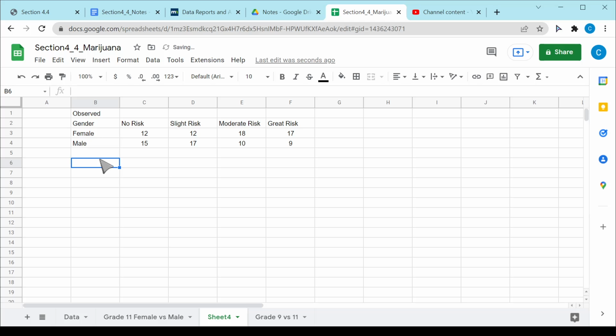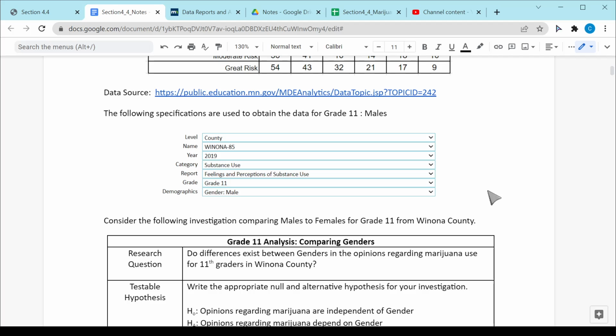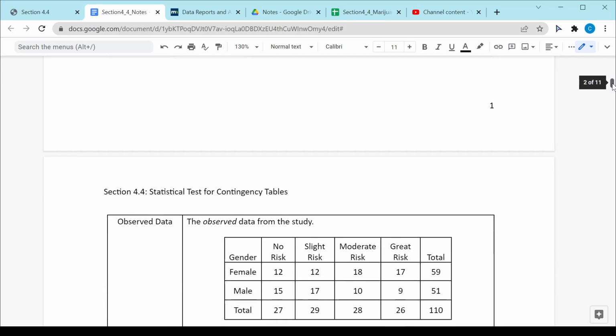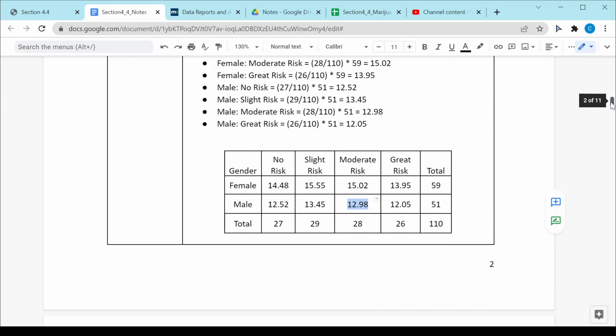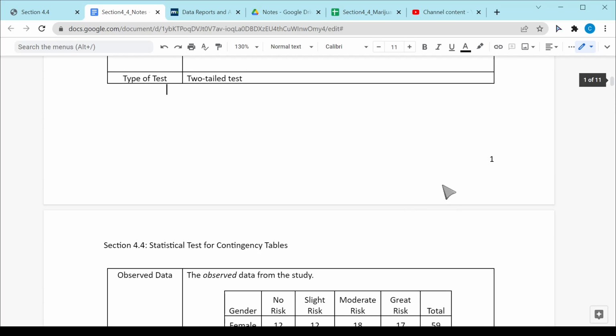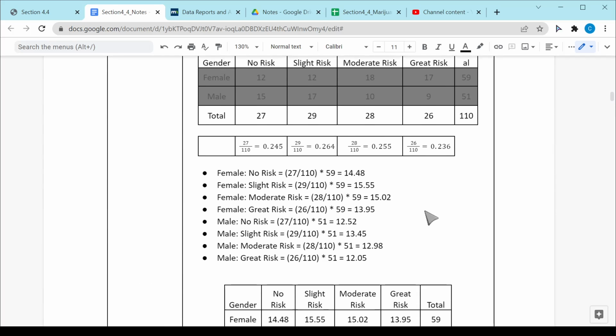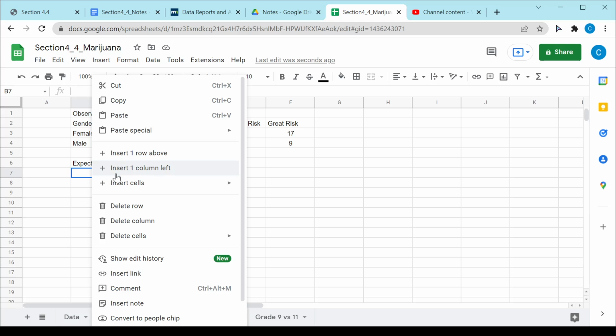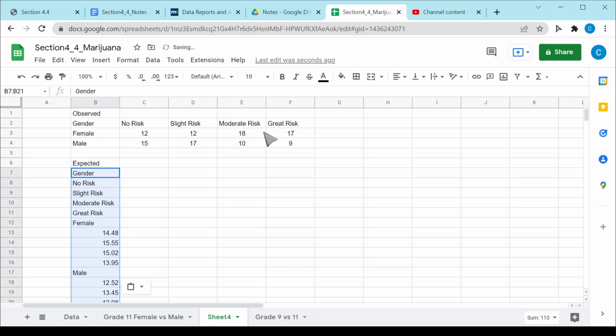I also need to compute the expected, and those are the values that I just walked through and showed you. So that's where I had to do a little bit of calculation to get those expected counts. Go back down here to get these expected counts. So I need both of those things in my spreadsheet here.